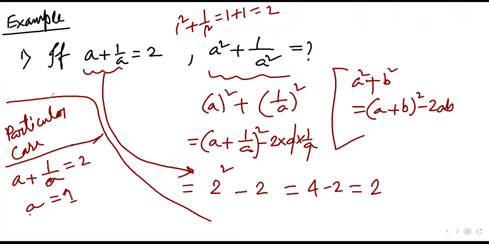Okay, next, what we learned here: a plus 1 by a equals 2, so how to find a square plus 1 by a square using the a square plus b square formula. And also, if the sum of any number and its reciprocal equals 2, we can directly claim that a equals 1.